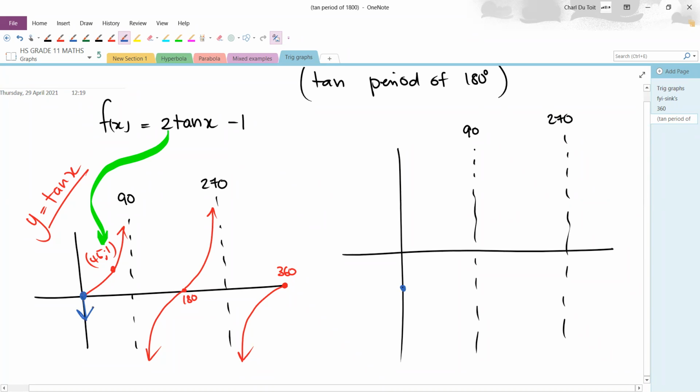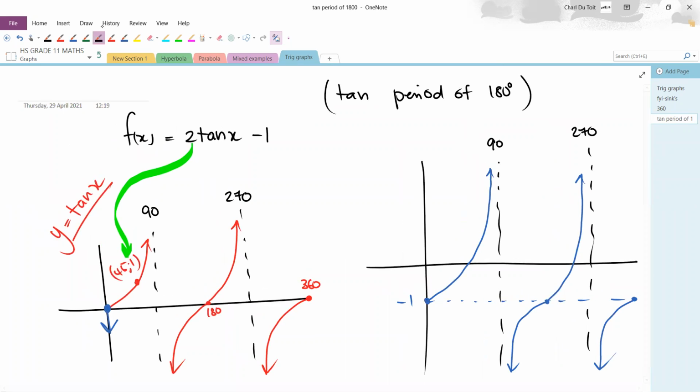Now I moved it 1 down. Goes up. The 180 degree marker is also going to move 1 down. So this is -1. And it goes up there. And then the 360 is going to start there. It moves down there, moving down there.